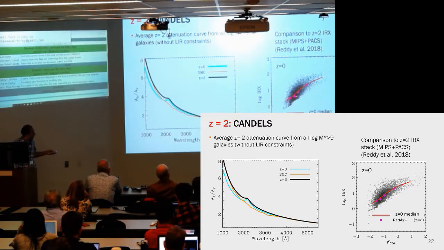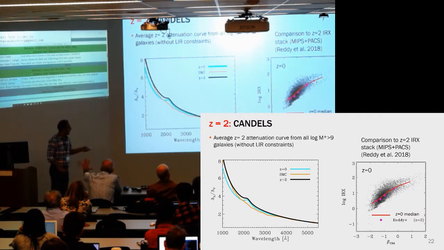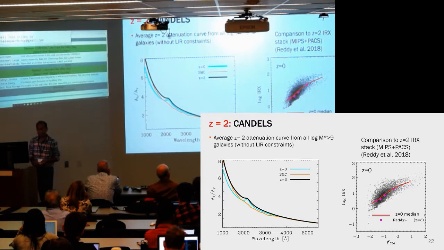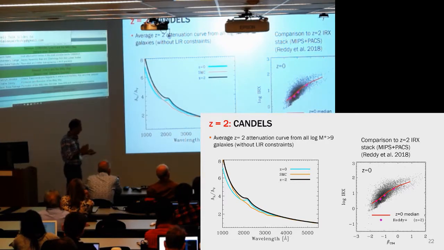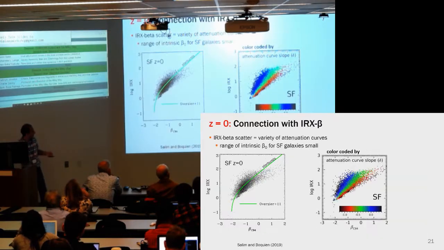So the purple points are the stacking infrared excess points from Reddy et al. Recent analysis that uses stacking of MIPS and PACS. So they actually do use that information. And this is the local redshift 0 median curve. So the IRX-beta points seem to agree very well, from which then, by the token of this correspondence being there, we say that that also should mean that the curves are also very similar.